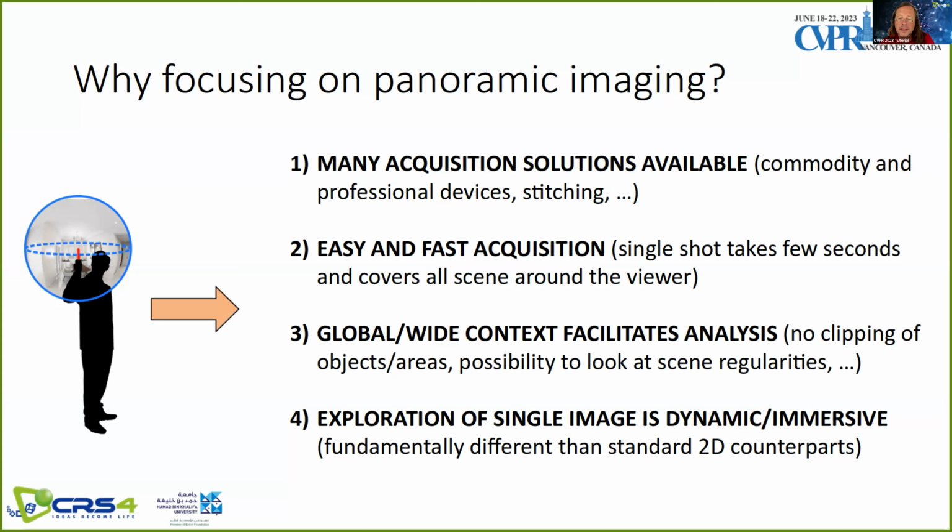And finally, if we discuss the movement from reconstruction to visualization, 360 images are different from the regular ones because they are not consumed at once. The exploration of even a single image is dynamic and immersive. A typical way of doing it is in VR to rotate the head to view a panorama. And this makes them, even a static image, something which is dynamic and fundamentally different than standard 2D counterparts. For this reason, for example, they are one of the main media used in current VR applications.